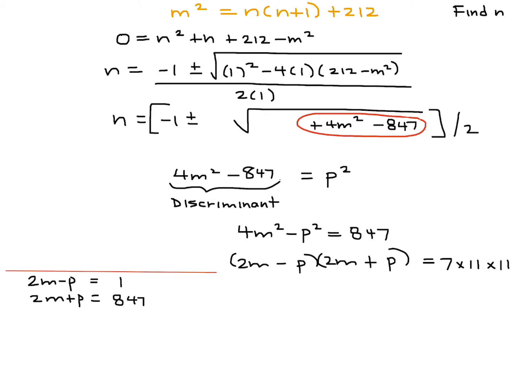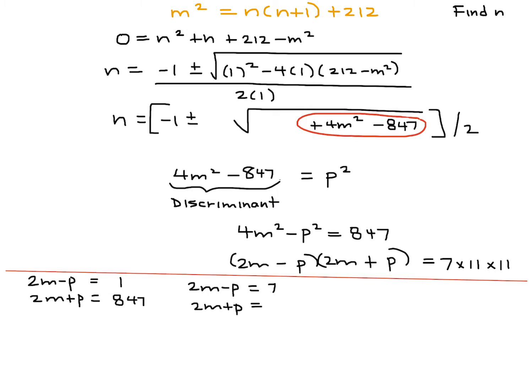And then the next one, I think, if you made 2m minus p equal to 7, then the other one, 2m plus p, could be 11 times 11, which is 121. And then another one, 2m minus p, if you're making it 11, and then 2m plus p, 7 times 11, which is 77. I think these are the only ones that would work. Okay, solving this is pretty easy.